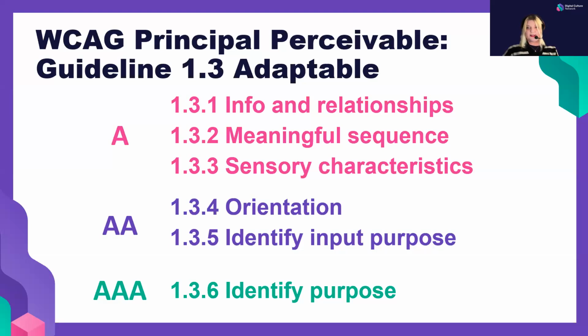And if you wanted to make your content AA accessible, you would also have to make sure that it covered all of the success criteria in A as well. And the same for if you wanted to make your content AAA accessible, you'd have to make sure you covered all of the success criteria in this adaptable guideline.